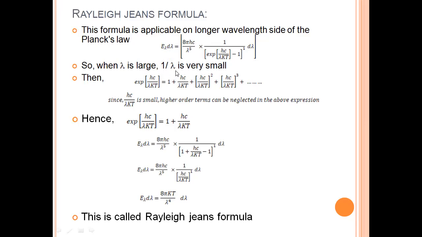So if 1 by lambda value is small, squaring of it, cubing of it will make the value much smaller. Hence, in the exponential function, we are going to neglect higher order terms. So we are left with exponential of hc by lambda kT is equal to 1 plus hc by lambda kT. Now just replacing this term in Planck's law, we get E lambda d lambda is equal to 8 pi kT by lambda power 4 d lambda, which is nothing but Rayleigh-Jeans formula.